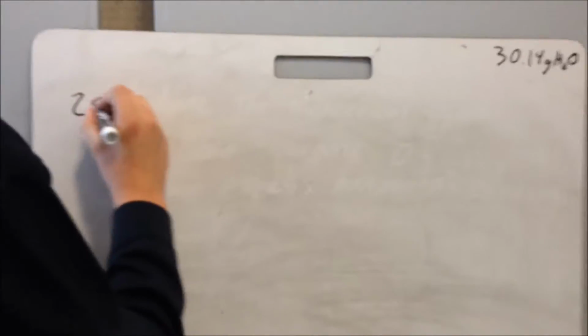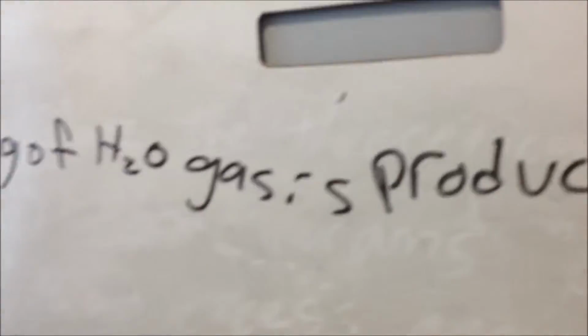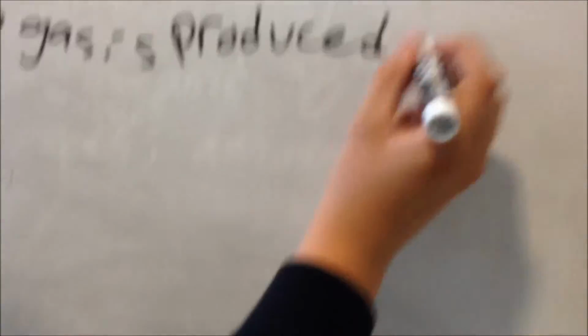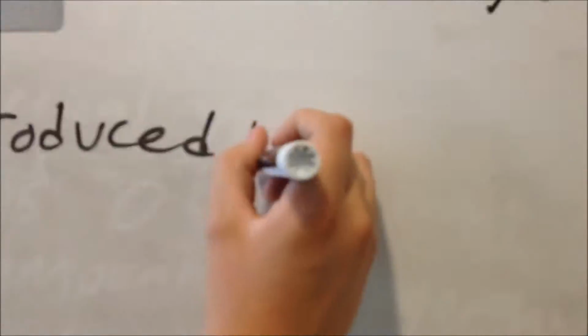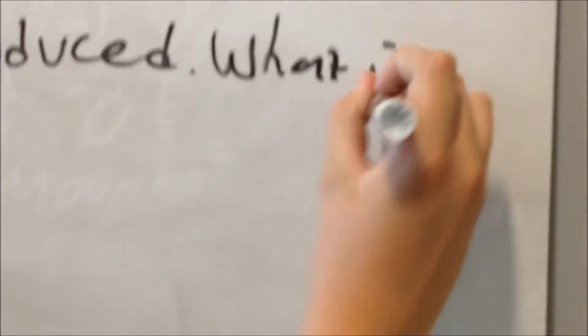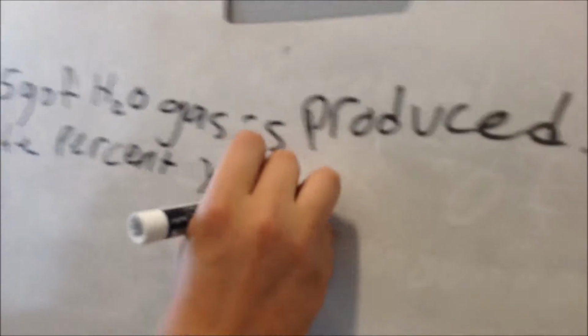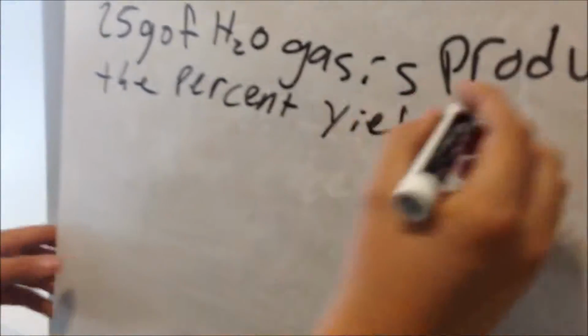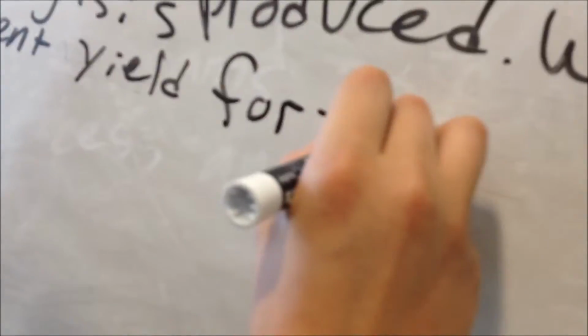The next problem is 25 grams of H2O gas is produced. And then, here, this is what would be like a problem on the test. What is the percent yield for this reaction? Question mark.